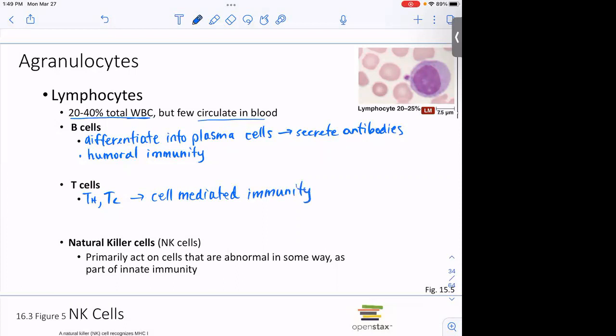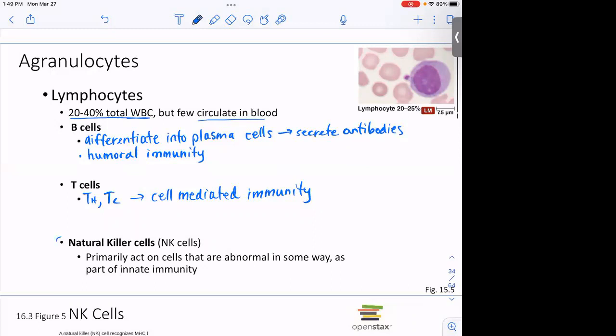Basically, those cytotoxic T cells are acting on host cells that are infected with some intracellular pathogen. So if a virus is inside one of our cells, it's the cytotoxic T cell's job to destroy that host cell so that the virus can be destroyed. More specifically about that later.